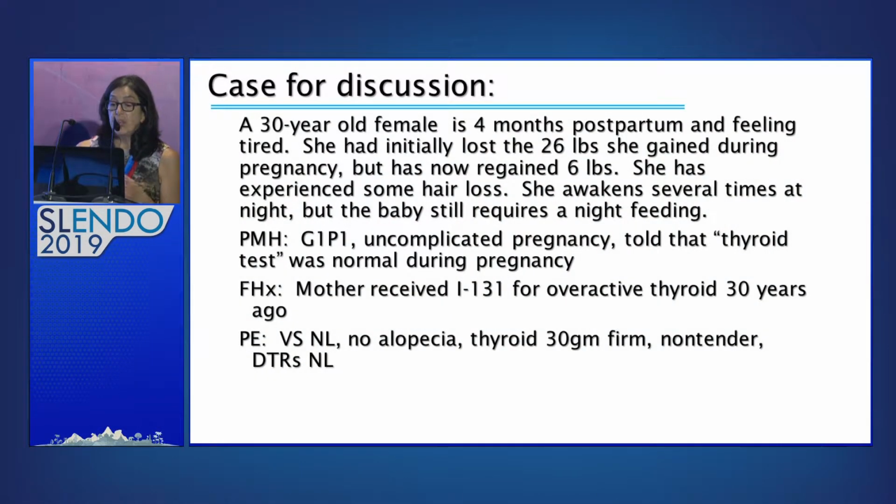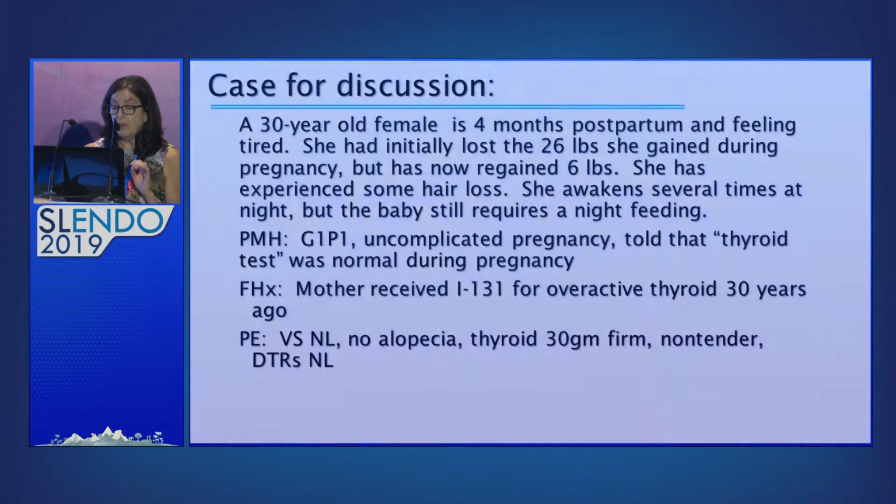So let's first start with the case. Here is our 30-year-old female who is postpartum and feeling tired and maybe feeling a little sad. She had lost her gestational weight gain, but now has regained it. She has some hair loss. She's still waking up at night several times because the baby requires night feedings. It was an uncomplicated pregnancy, and she was told that her thyroid test was normal. Her mom, though, received radioactive iodine for an overactive thyroid. Her vital signs are normal. There's no alopecia. Her thyroid is slightly on the larger side and firm, non-tender, with normal reflexes.